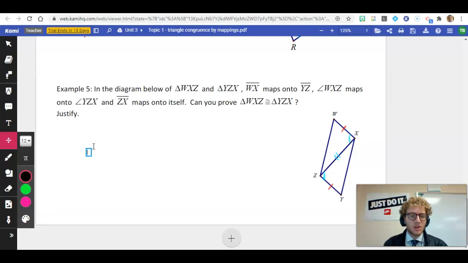Let's try the equation editor one more time. So yes, text, yes, comma, space, delta WXZ is congruent to delta YZX, space, text, by side, angle, side, by SAS. Okay? So these are congruent by side, angle, side.